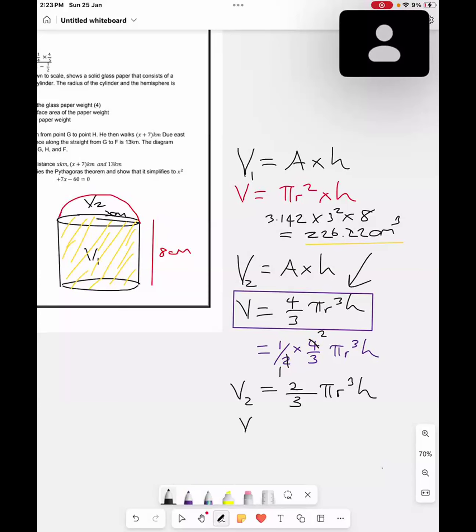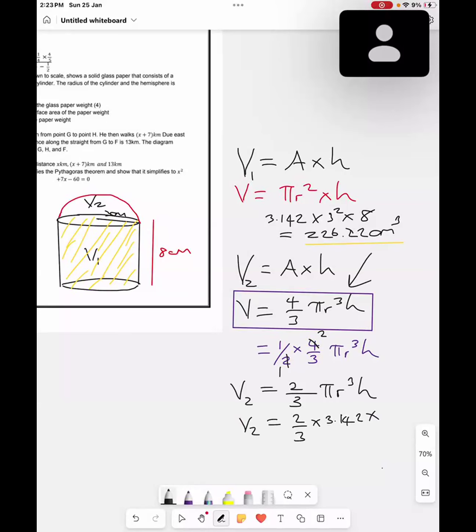Let's go ahead and do some calculation now. So the new volume for the top section, that's the part that is in red, right? The volume of the hemisphere is now going to be 2/3 multiplied by pi, we know is 3.142, and we already know that the radius is 3, so that's going to be 3 cubed.